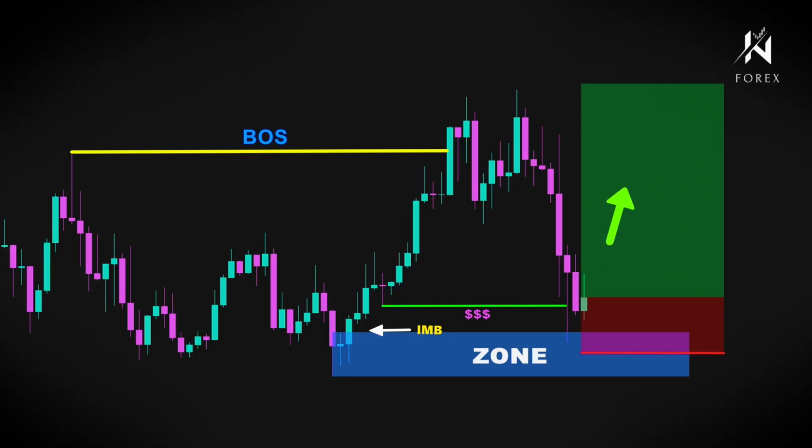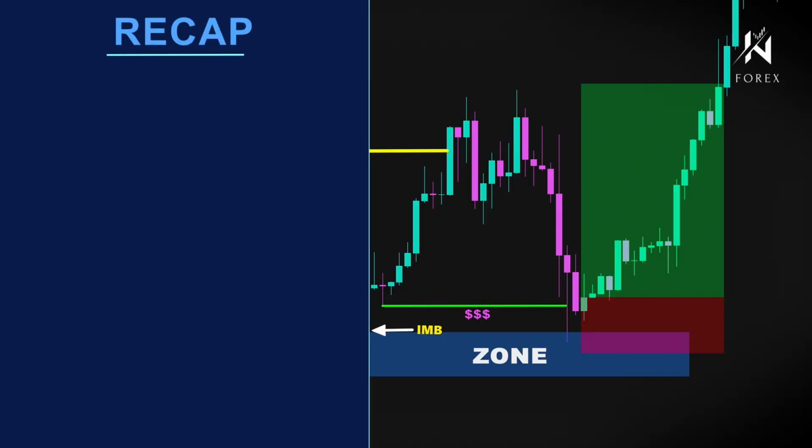And from here, we expect a strong impulse upward. As you can see, price explodes from the entry, hits the target, and moves aggressively, all without waiting for any extra confirmation. So, let's quickly recap what you need to check.